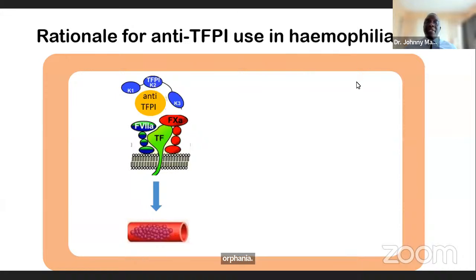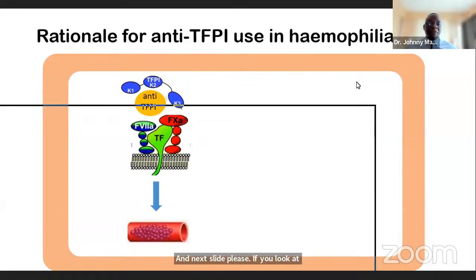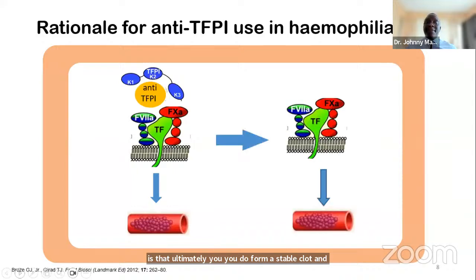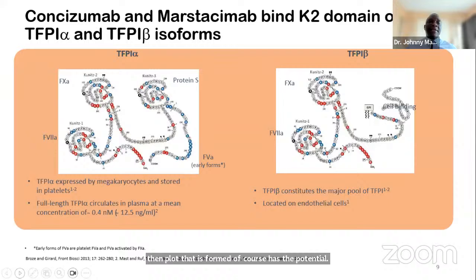If you look at the impact of that, ultimately you do form a stable clot, and the clot that is formed, of course, has the potential to have side effects at the end of the day. So I'm going to take you through two molecules, at least, that are currently advanced in clinical development, that is concizumab and mestacimab.